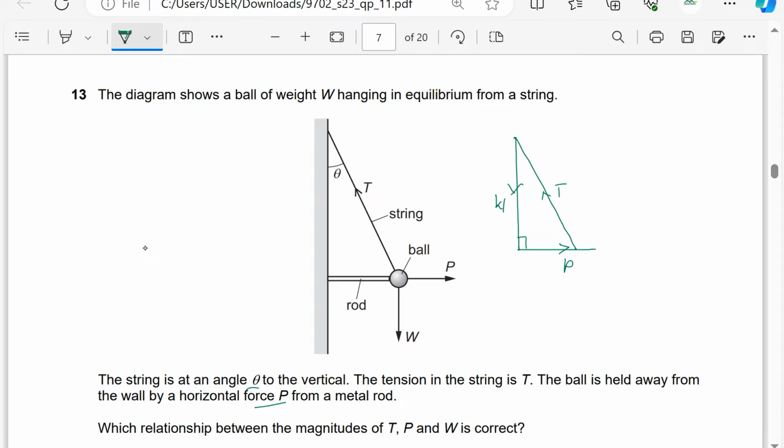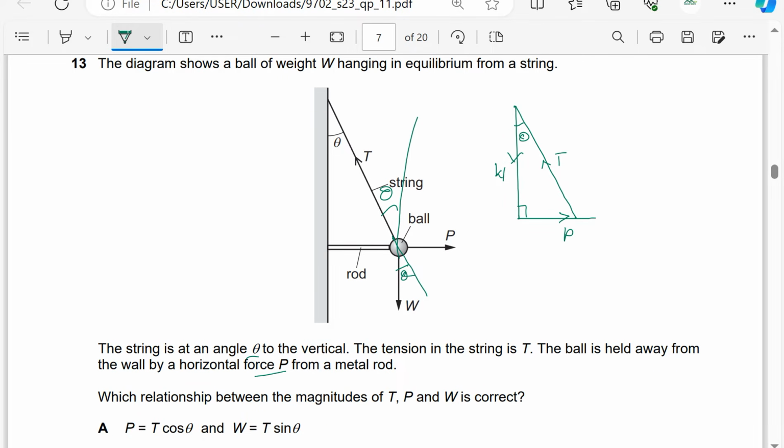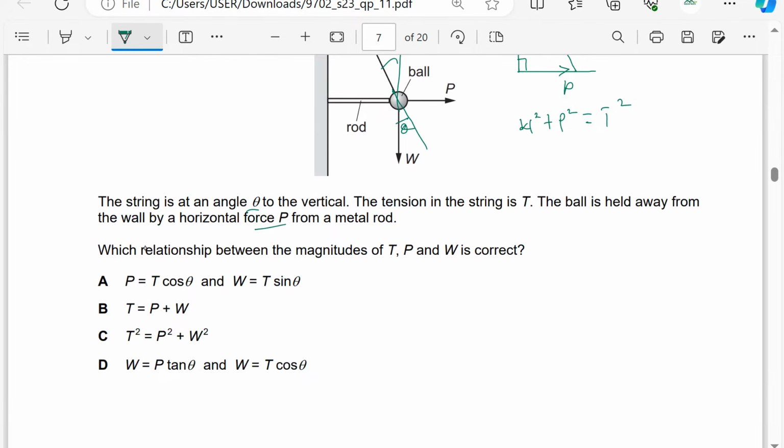So you see that this is a right angle triangle where this angle is going to be theta, because when I take this one vertically upwards, this angle is theta. Or when I continue this one downwards, this angle is theta. So this is a right angled triangle, so we can use Pythagoras theorem to find a relationship for P, T, and W. W squared plus P squared is equal to T squared. So the answer here is going to be C.